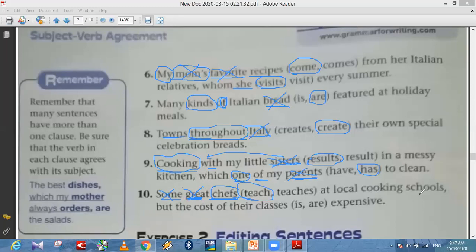At local cooking schools, but the cost of their classes is or are expensive. The simple subject is cost. Look here after but. The cost of their classes. What is the simple subject? Cost. That's right. So why not classes? Because it's the object of a preposition. Yes, this is the object of a prepositional phrase. So the correct verb is or are? Is. That's right. Thank you, Abdurrahman.